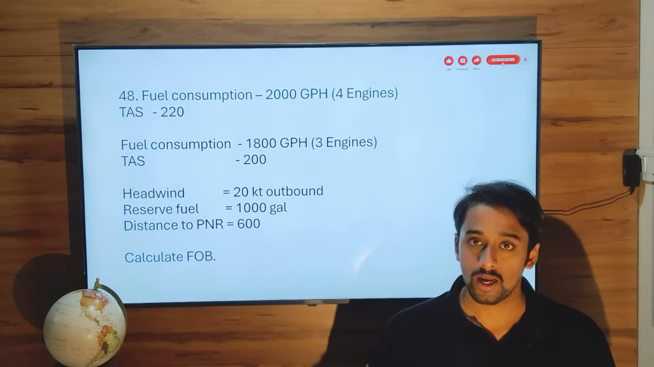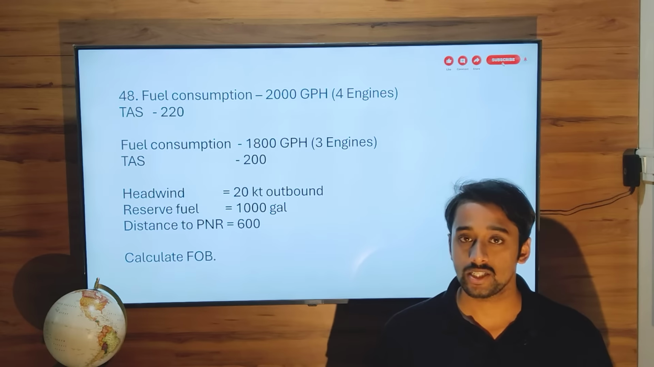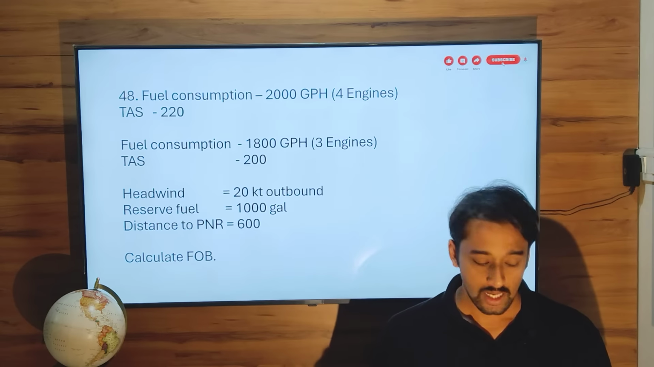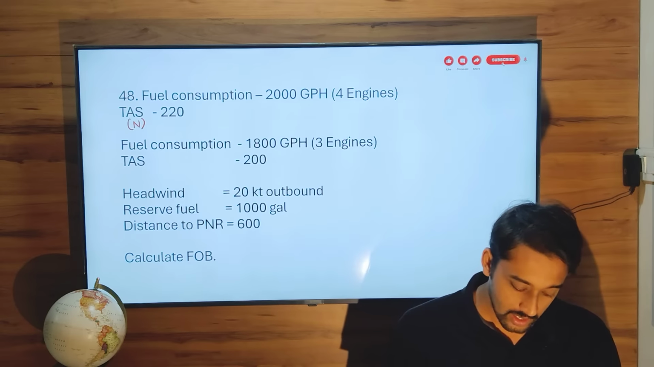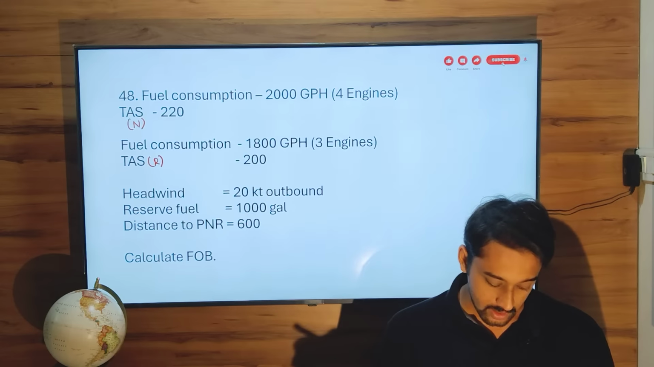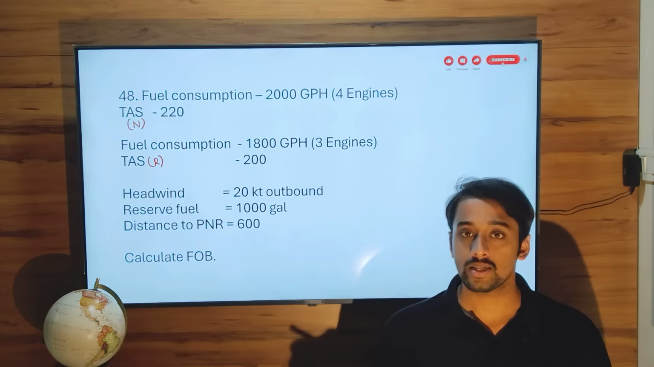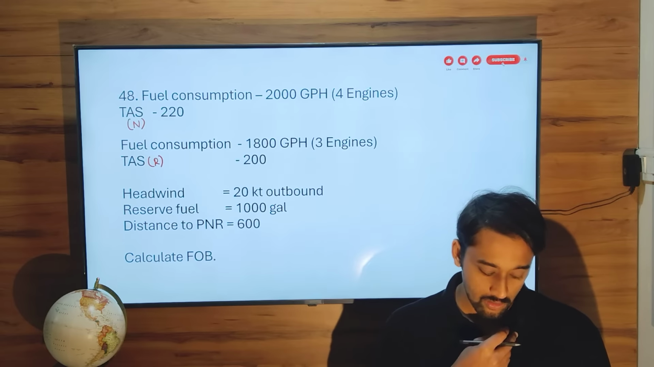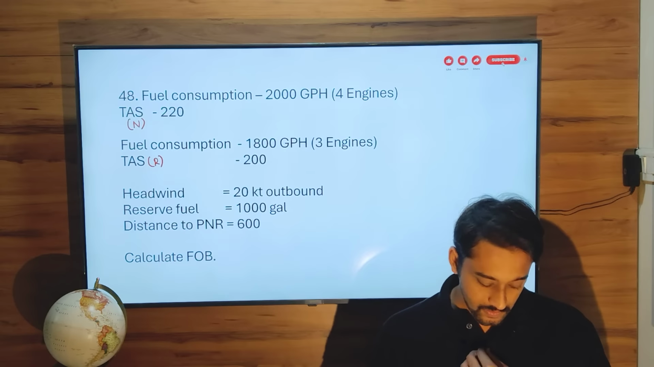Fuel consumption is 2000 gallons per hour for 4 engines, and fuel consumption on 3 engines, that is after engine failure, is 1800. TAS when everything is good is 220. TAS when an engine has failed is only 200 knots. Headwind is 20 knots outbound, and reserve fuel is 1000 gallons. Distance to PNR is 600. What is fuel on board? So you have to calculate the fuel on board that they have asked you.